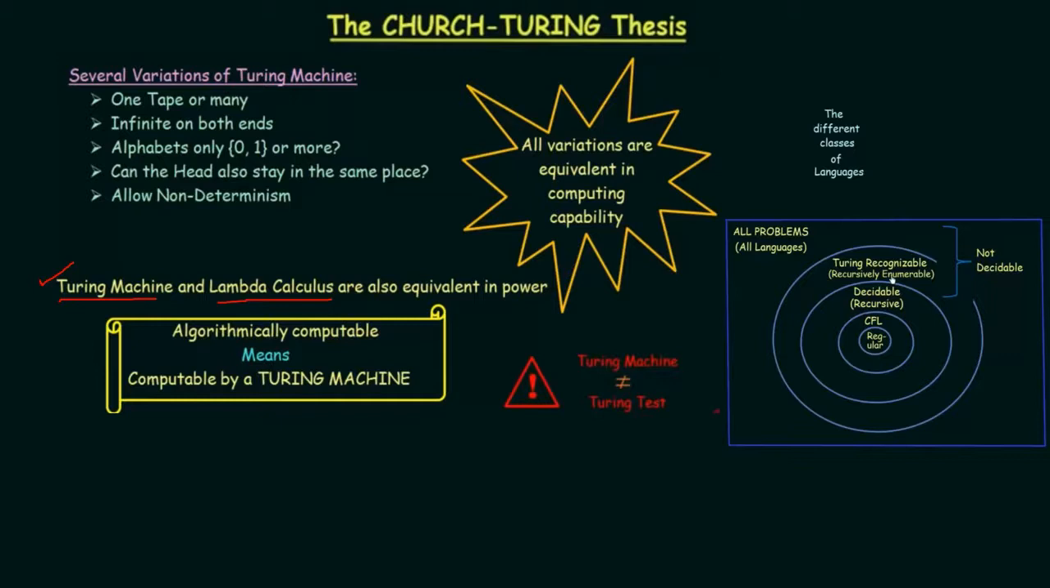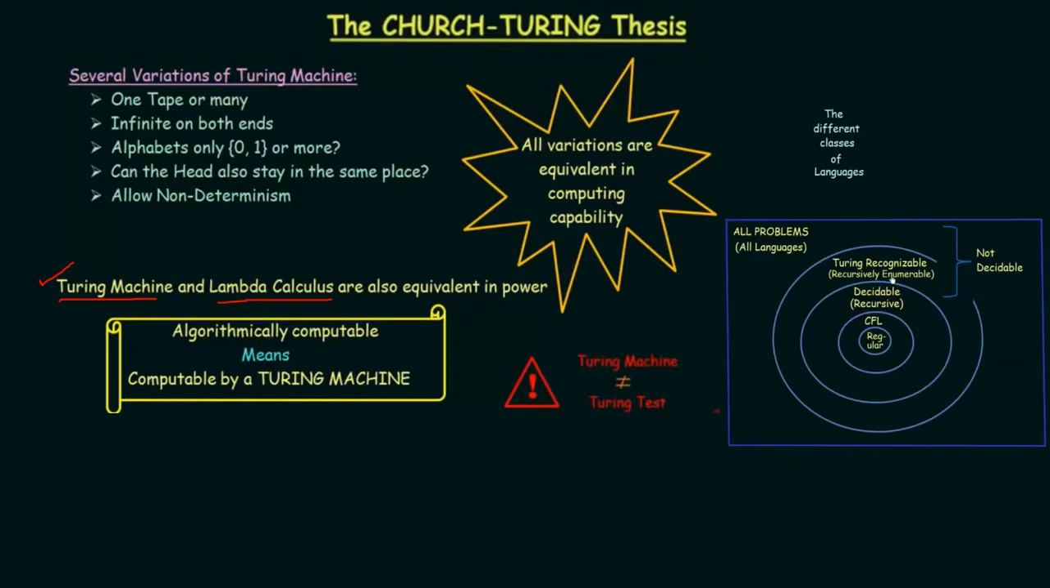Alphabets: only 0 and 1, or more. Obviously it can be anything else apart from 0 or 1. Can the head also stay in the same place? Here head means the tape head, which has been moving left or right, but is it possible for the head to stay in the same place or not? And allow non-determinism. Is it possible to build a non-deterministic Turing machine or not?